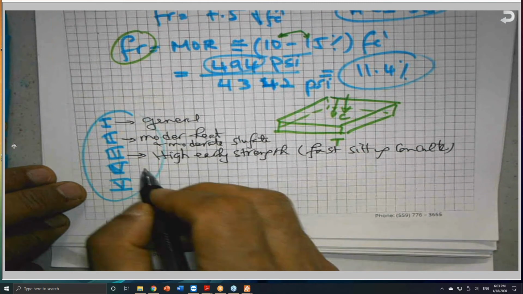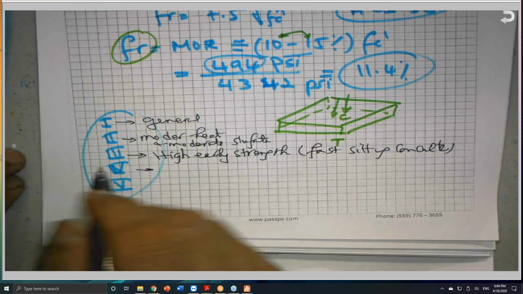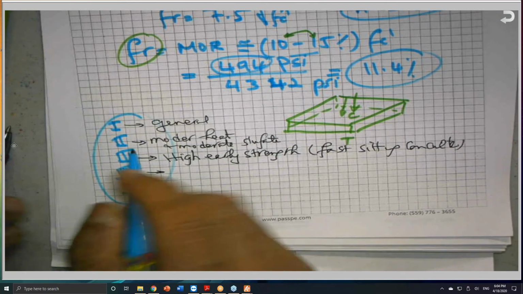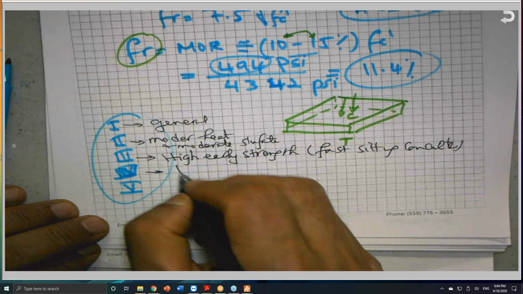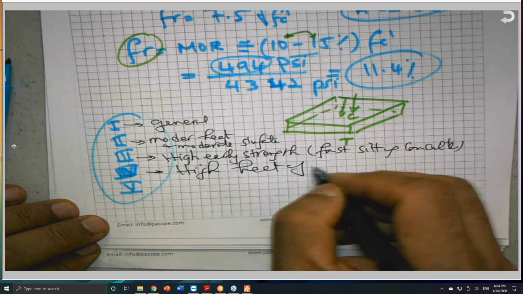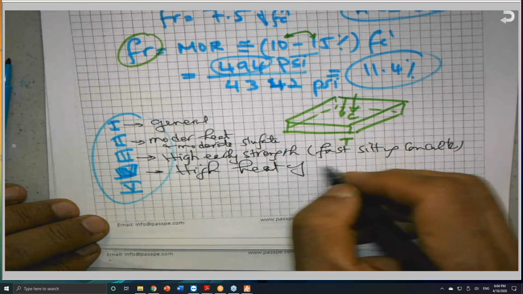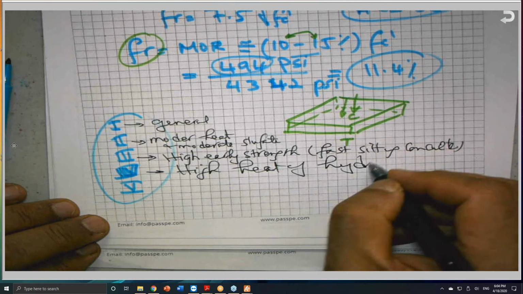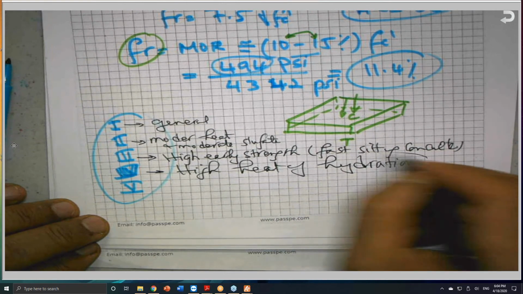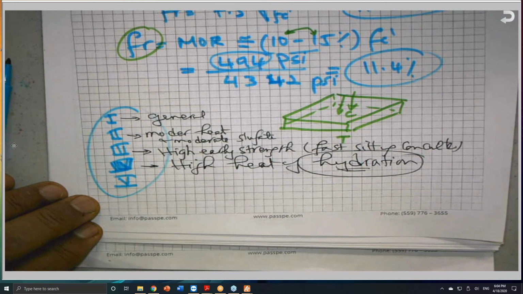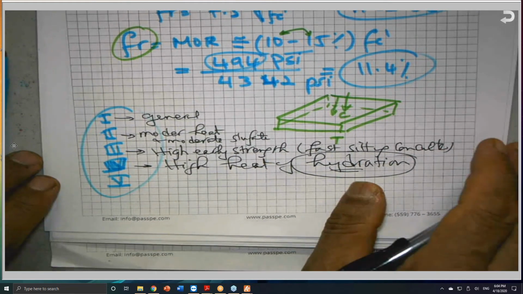Type 4 is low heat of hydration. When I have massive dams, we need to reduce the amount of heat from the chemical reaction, which is known as hydration, because this will cause the concrete to crack.